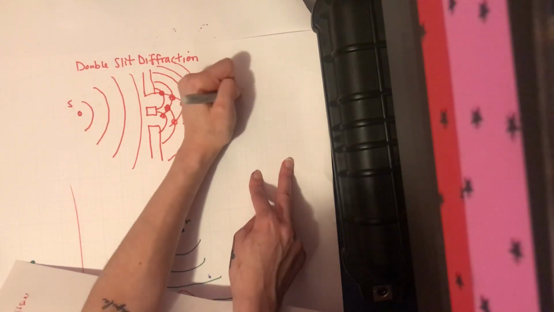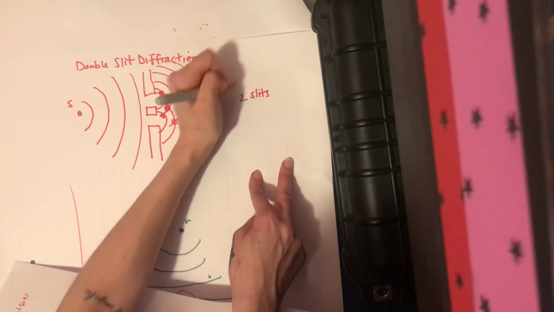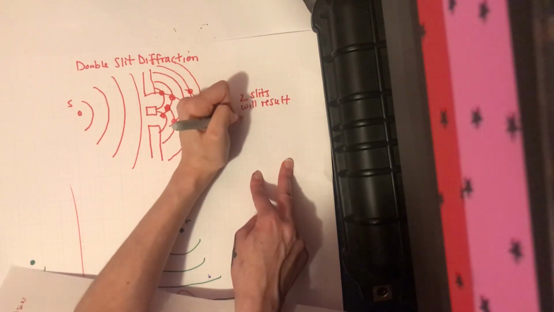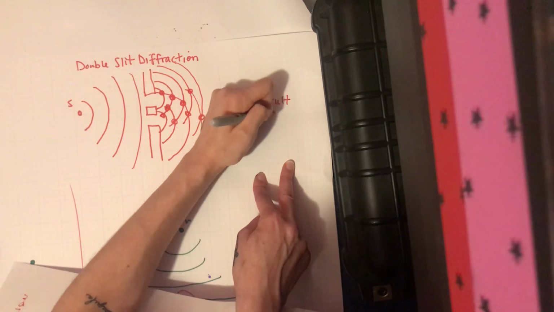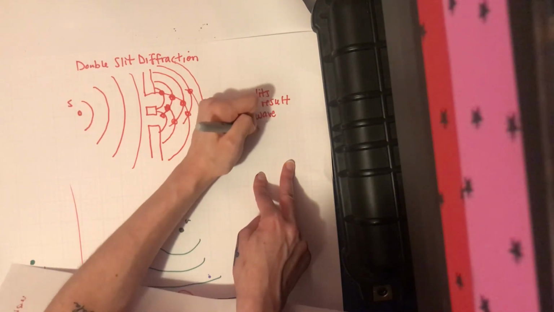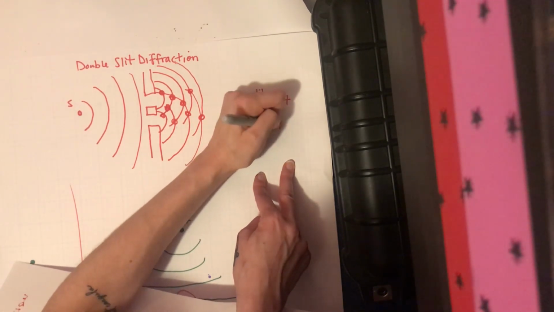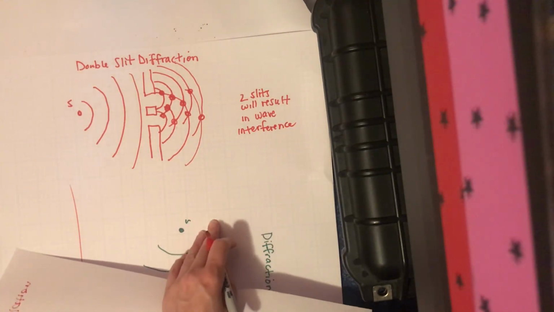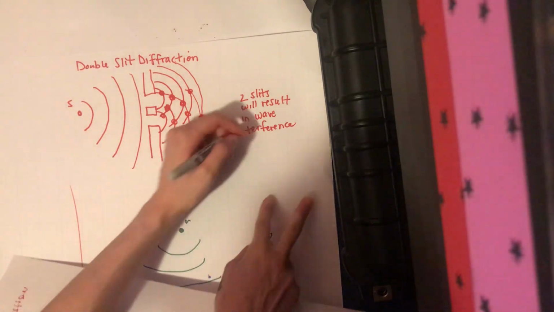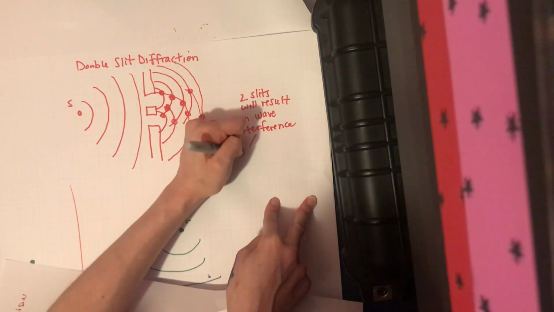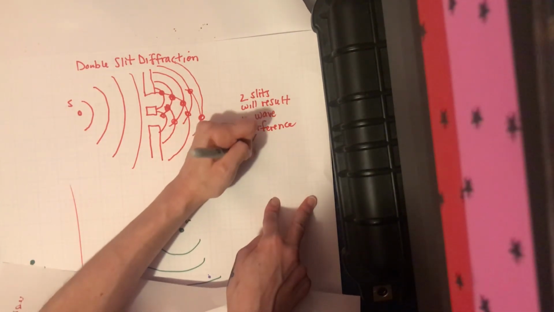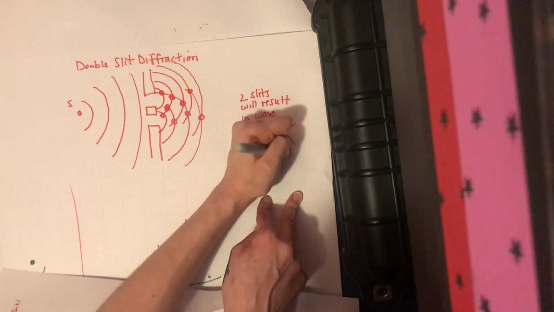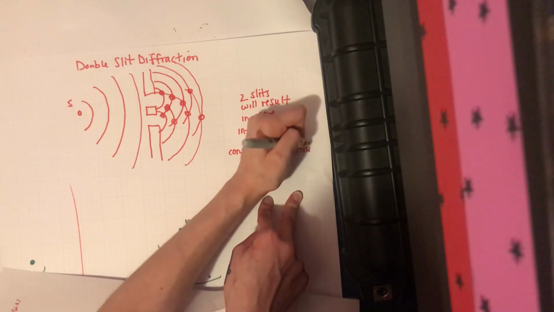So if you have 2 slits, you're going to get these wave interference patterns happening. So 2 slits will result in wave interference. And there are 2 types of wave interference: constructive and destructive interference.